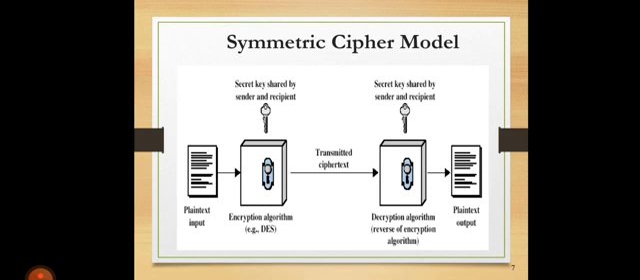Symmetric cipher model. This diagram shows the conversion of plain text to ciphertext and ciphertext to plain text. At sender side, the plain text is fed into an encryption algorithm, namely DES, with the help of a secret key which is shared by the sender and receiver. The plain text is converted to ciphertext. At receiver side, the ciphertext is fed into the decryption algorithm. It is nothing but the reverse of the encryption algorithm. With the help of the secret key, the ciphertext is transformed back into the original plain text.